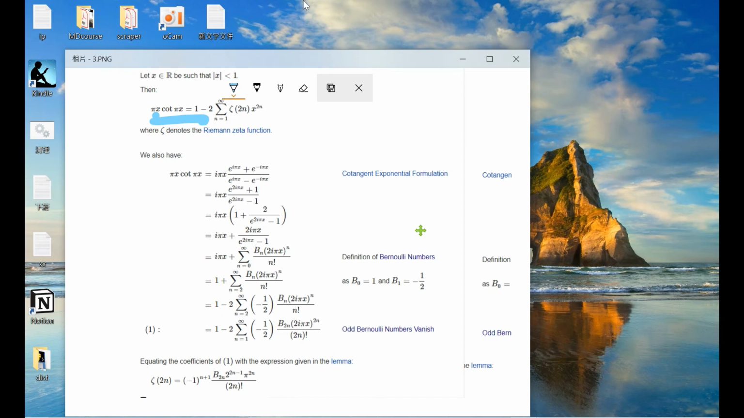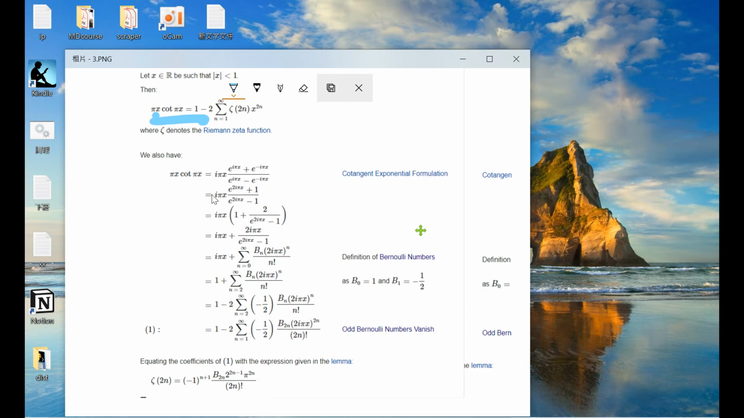So pi x times cotangent pi x equals this. To prove this, we write pi x cotangent pi x as cosine divided by sine. Remember, cosine x equals exponential ix plus exponential minus ix, divided by 2. And sine is similar, but with minus, divided by 2i. So basically this first term is correct, and we multiply by exponential i pi x, so it becomes this.